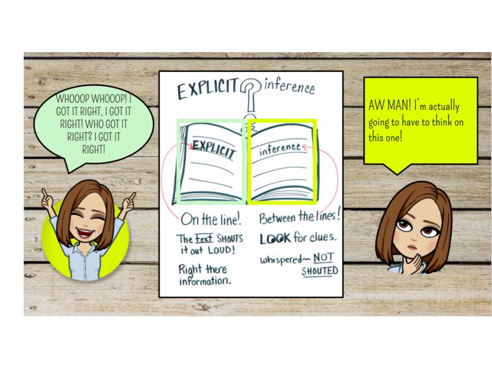And noticing our notes on today's focus skill for reading ask us to think about the difference between explicit information and inferences. Explicit information is found right there on the line. The text shouts it out loud and it's right there on the page. We can touch it. Inferencing is when we have to read between the lines. We have to look for clues, and it is whispered, not shouted. These are the types of questions you actually have to kind of think about instead of just find in the passage.